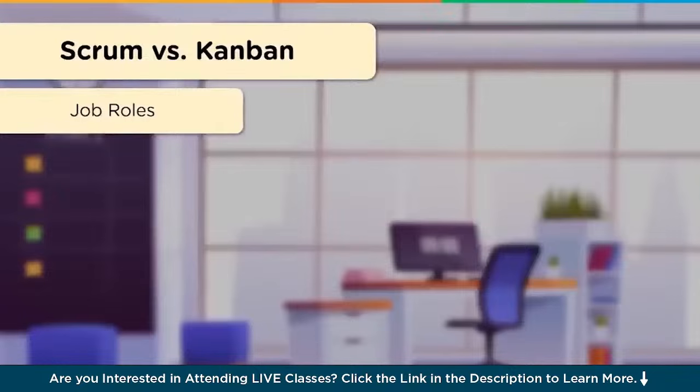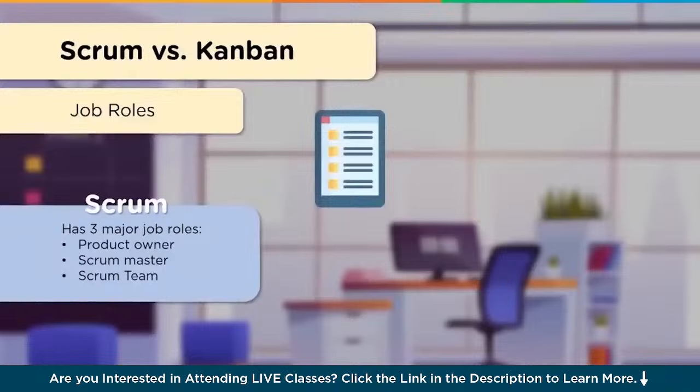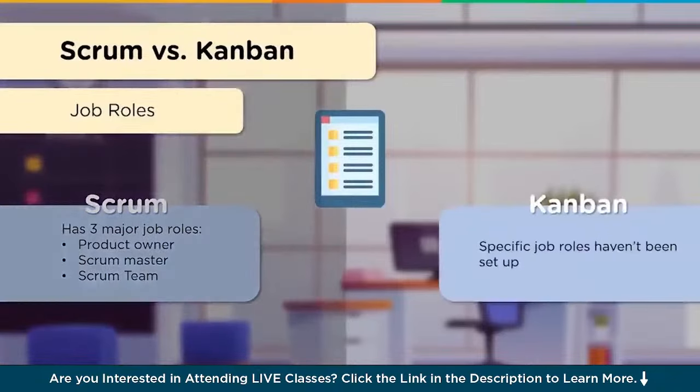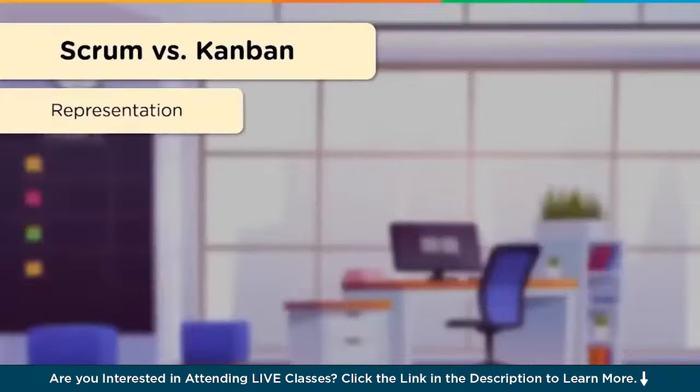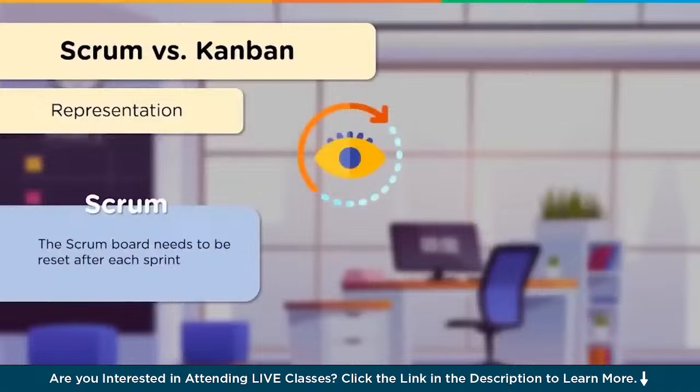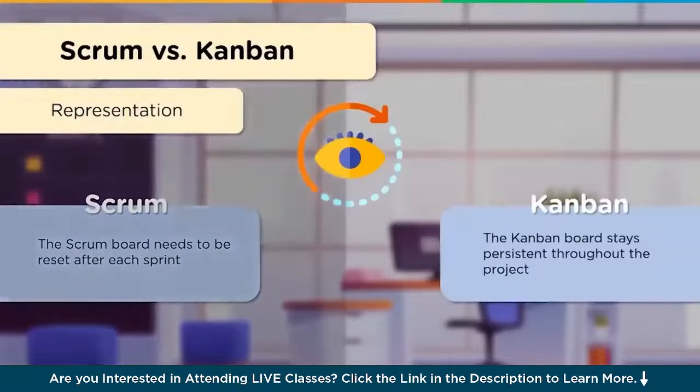Now let's have a look at the job roles within these frameworks. Scrum has three major job roles: Product Owner, Scrum Master, and Scrum Team. With Kanban, you don't have any specific job roles. Now let's talk about representation. Or moreover, let's talk about how data can be represented. With Scrum, the board needs to be reset once a particular sprint is complete. With Kanban, the board stays persistent throughout the entirety of the project.